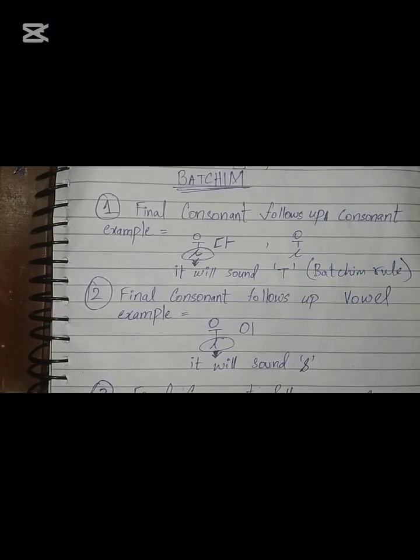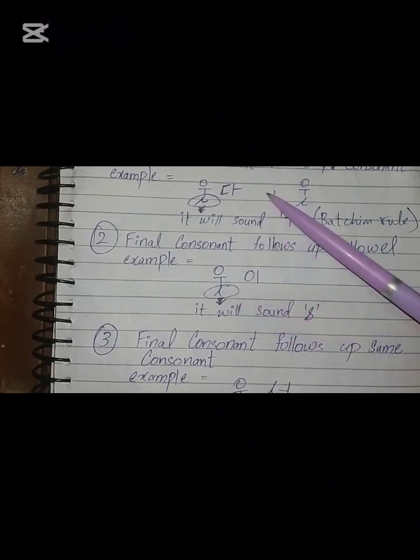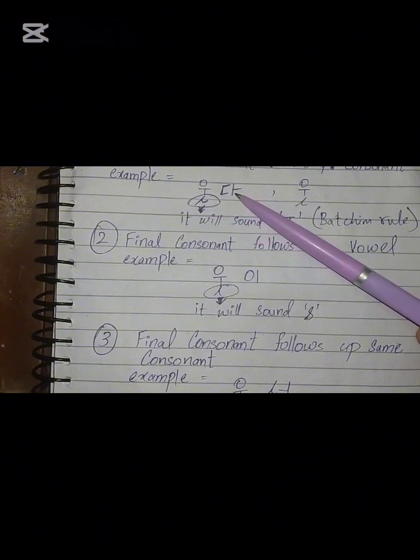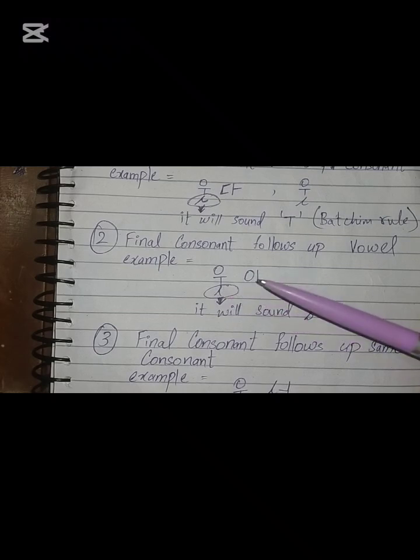Now, another example. Over here it was utta, right? Because there was a consonant following this one. Now over here this is the Batchim, the final consonant, but the following letter is a vowel. If you see this one, this has no sound. It's not considered as any sound. The sound is this one. This is the vowel, right?